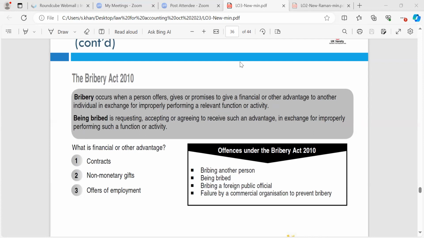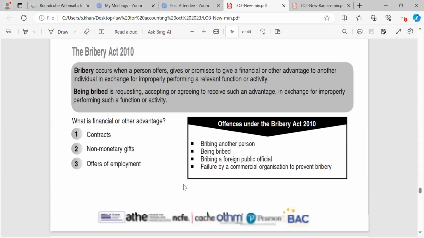So the Bribery Act 2010 applies where a person offers, gives or promises to give a financial or other advantage to another individual in exchange for improperly performing a relevant function or act. Being bribed is requesting, accepting or agreeing to receive an advantage in exchange for improperly performing such a function. What is a financial or other advantage? Contracts, non-monetary gifts, or offers of employment. In any profession you are given gifts, but that is different from bribery and corruption.